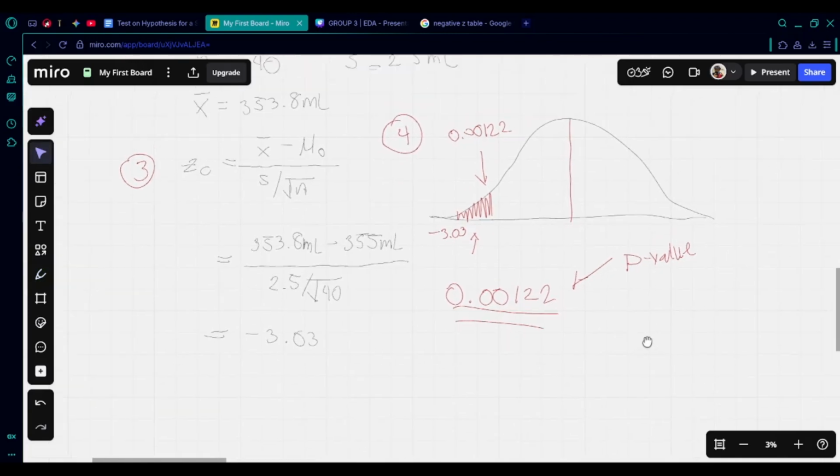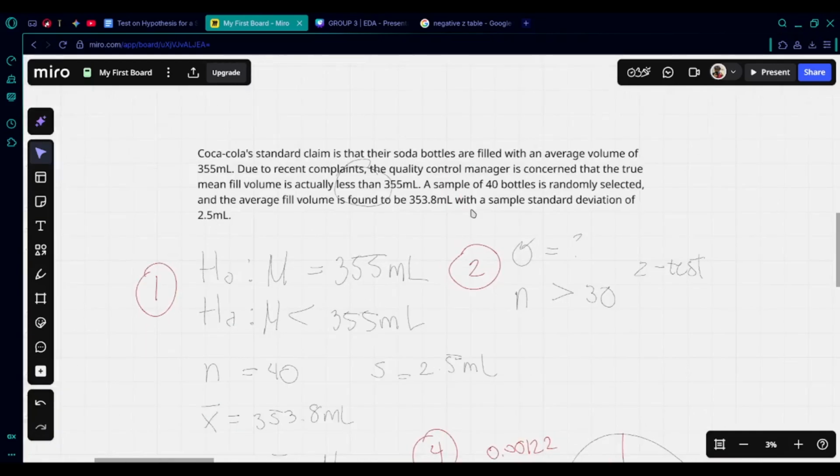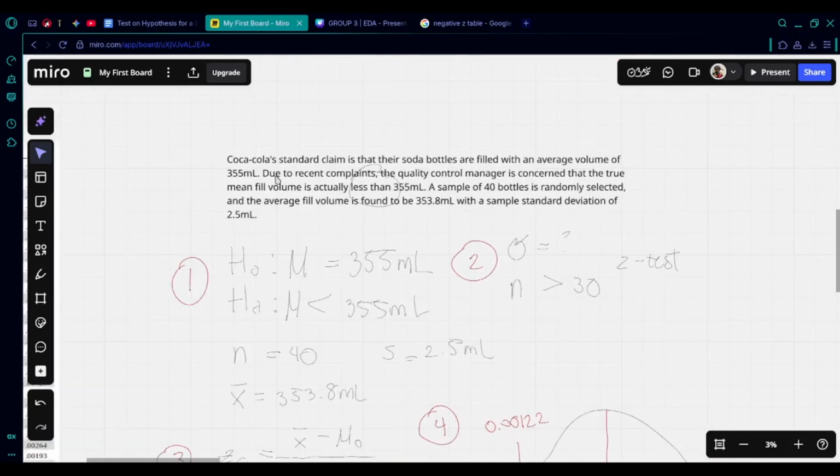Ngayon, i-compare natin siya sa alpha level. Since based sa problem, wala namang binigay na alpha level, I think we can just proceed to our standard alpha level, which is 0.05. So let's just state that our alpha level is 0.05.